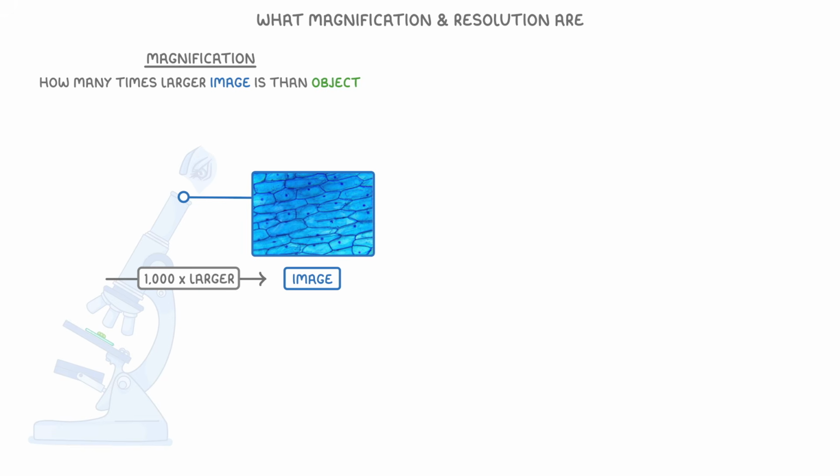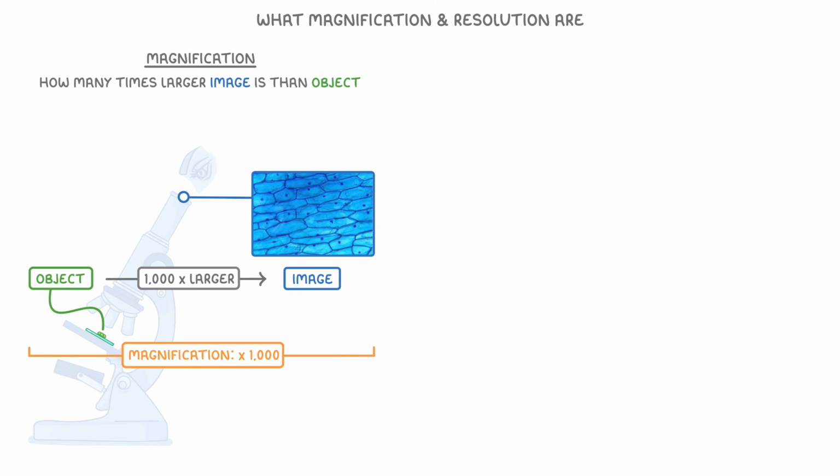Next, let's look at what magnification and resolution are. We can define magnification as how many times larger the image is than the object. So if we looked down a microscope, and the image we saw appeared 1,000 times larger than the object, then the magnification would be times 1,000.